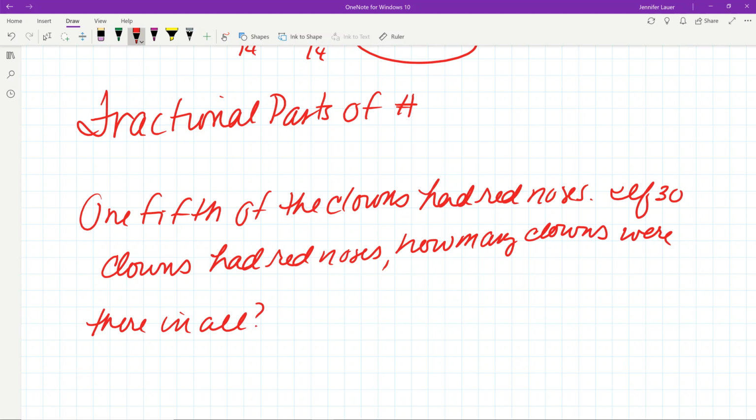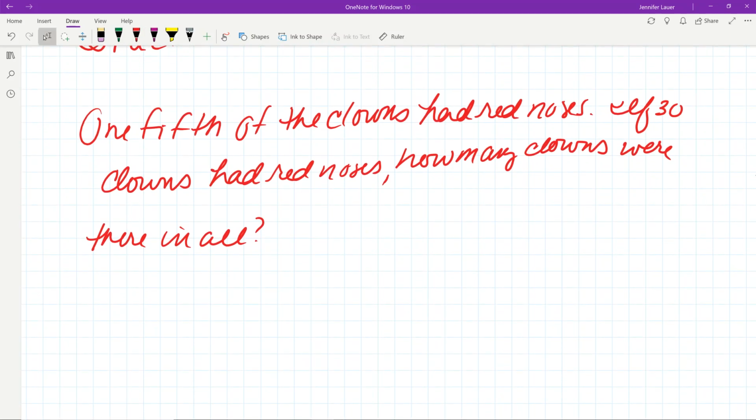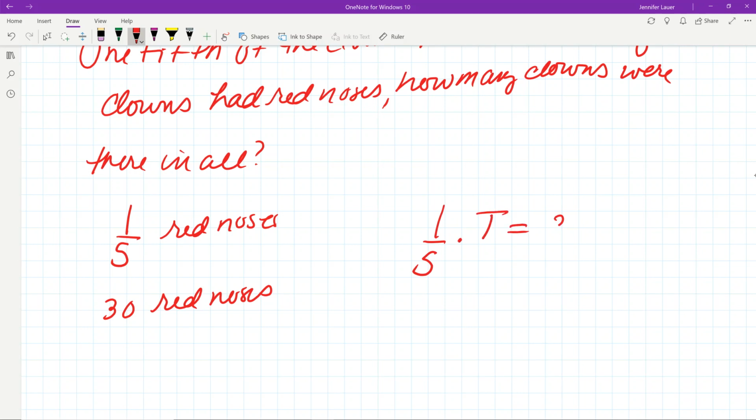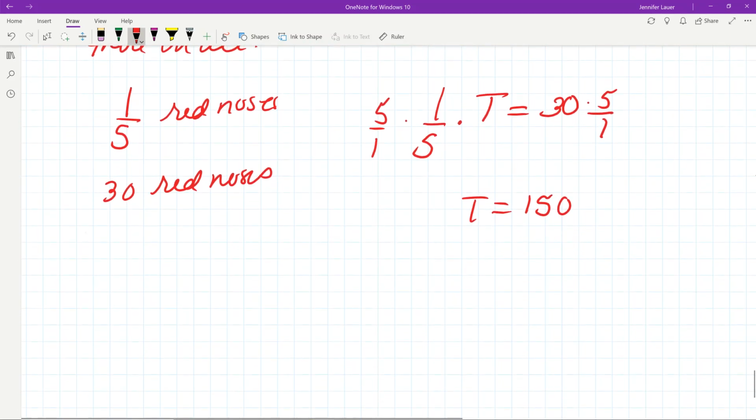All right, so the first thing I want to do is find out if my information matches or not. 1/5 of the clowns had red noses. So I'm going to pull out what I can when I hit a number. 1/5 is a number, and it says if 30 clowns had red noses, how many were there in all? Well, guess what? My information matches, so now I can set up my problem. It's going to be 1/5 of the total is 30. Now I need to get t alone, so I just multiply both sides by the reciprocal, and t is equal to 150.